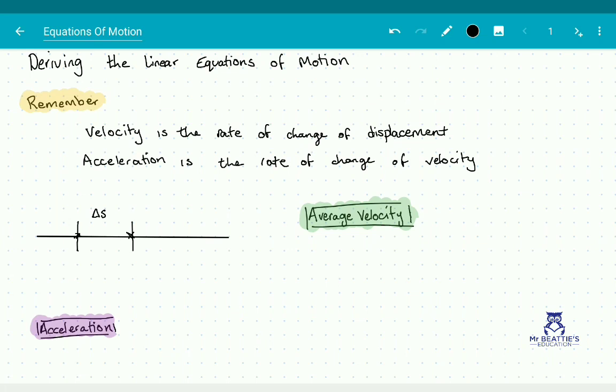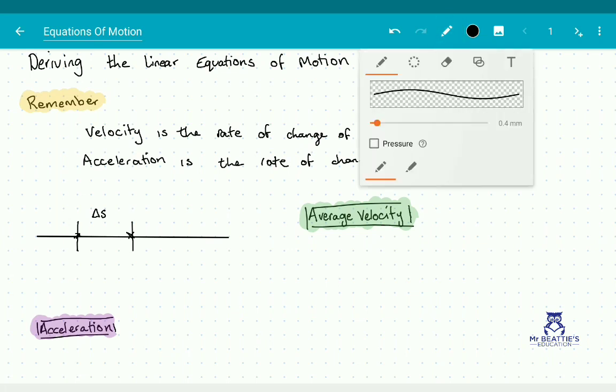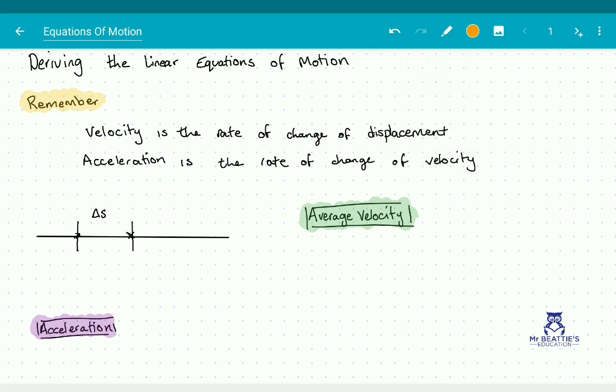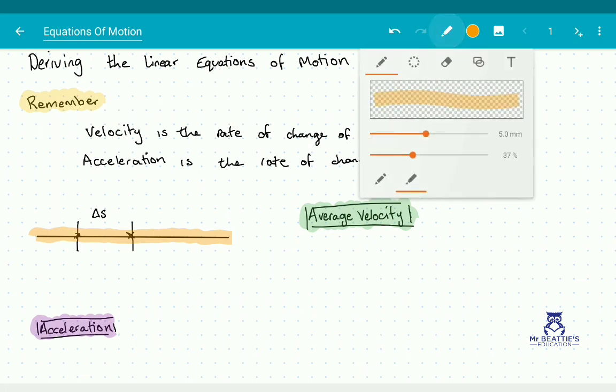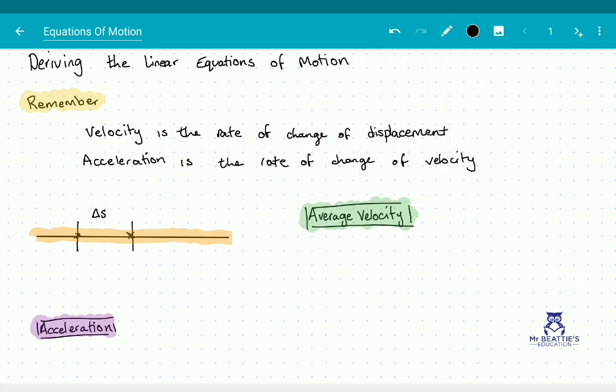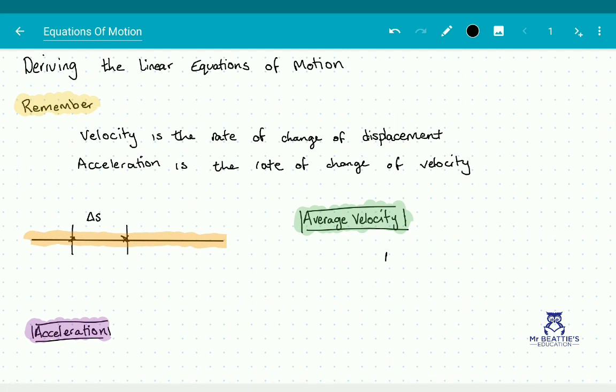Now, if we take our straight line here that we have drawn, I say we have drawn very nicely, the distance between the two lines marking that, the change in distance of the object travelling down that would be delta s. So that would be our change in displacement of the object travelling, okay? Now, the time it took to travel that distance would be our change in time, delta t.